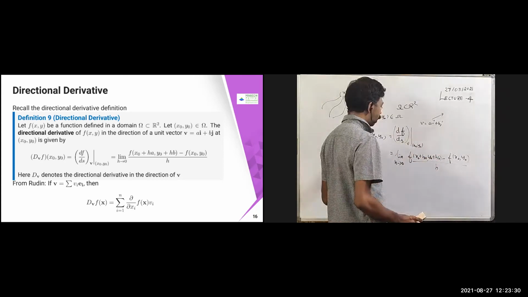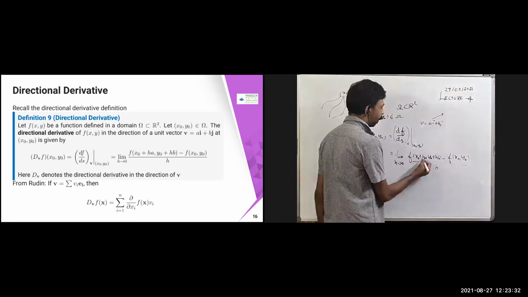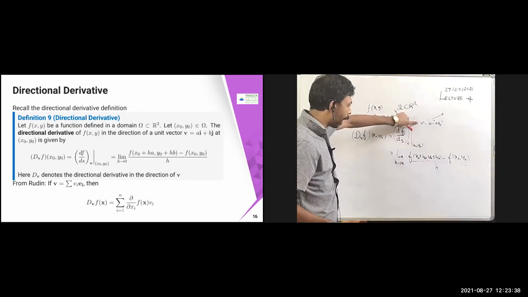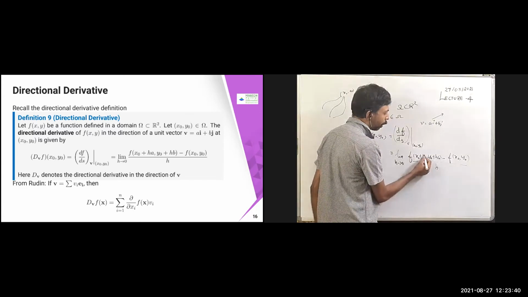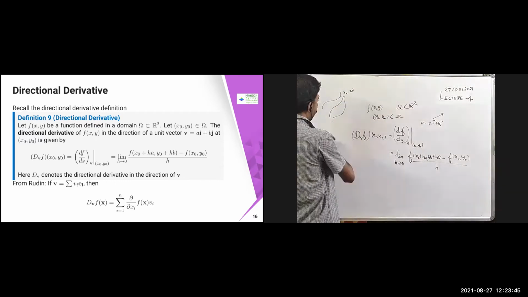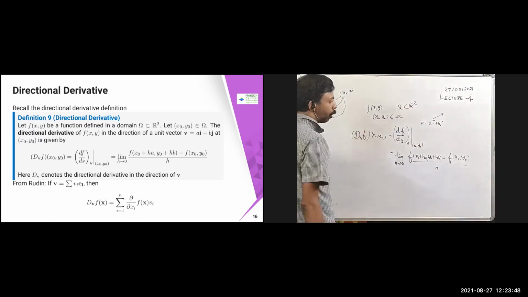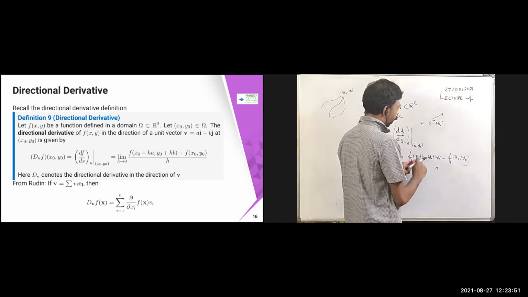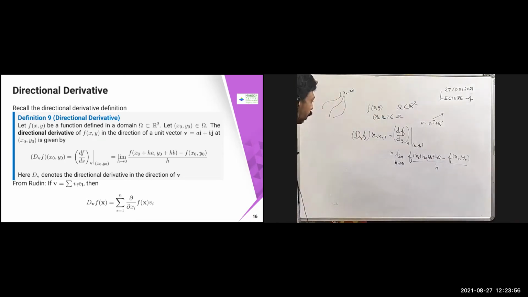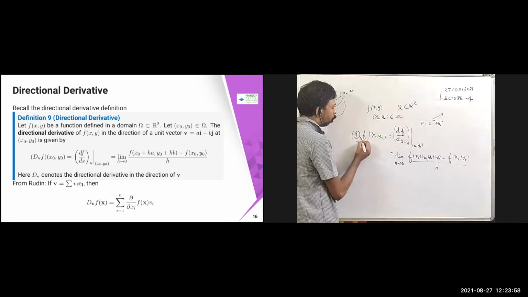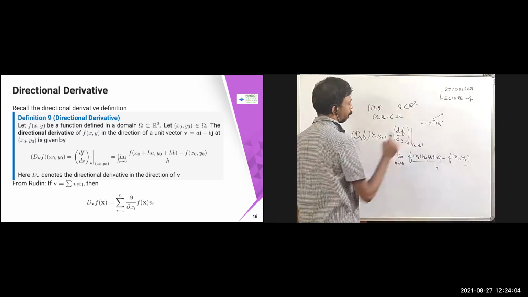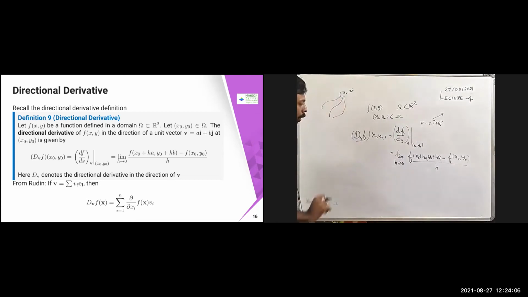Whereas in the case of the directional derivative, not only x₀ plus h, you are going in the direction of a. You have to go in the direction of a, so that means you are changing h into ha. In the direction of a only you are multiplying, therefore it will reach exactly along that path, with respect to that vector. That is the reason you get f(x₀ + ha, y₀ + hb) minus f(x₀, y₀), divided by h. Here I am denoting by D_v the directional derivative in the direction of v. Here v is nothing but ai + bj, the unit vector. That is the reason I'm doing this.